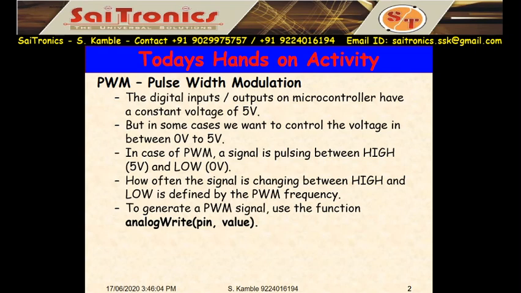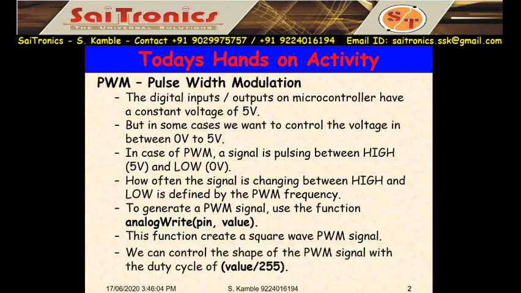To generate a PWM signal, you have to use only one instruction: analogWrite(pin, value). This is the single instruction used for PWM. It is used for servo motors also. This function creates a square wave PWM signal according to its value. The maximum value in PWM is 255.